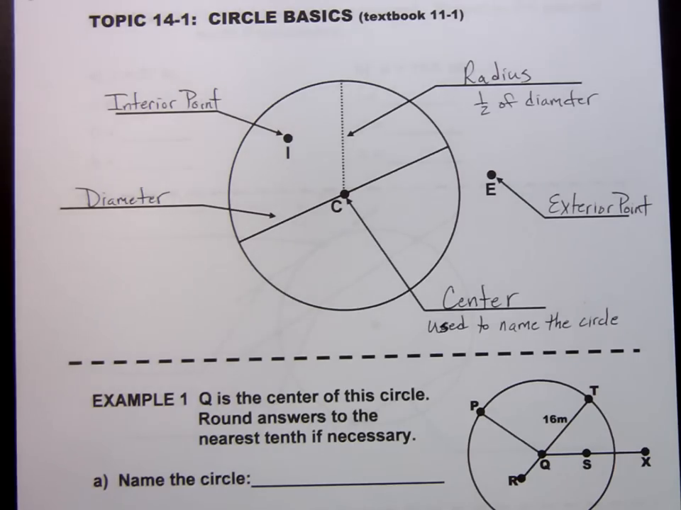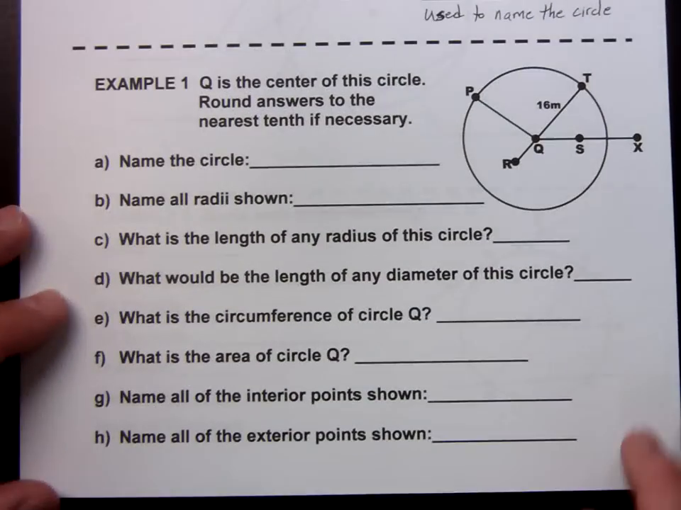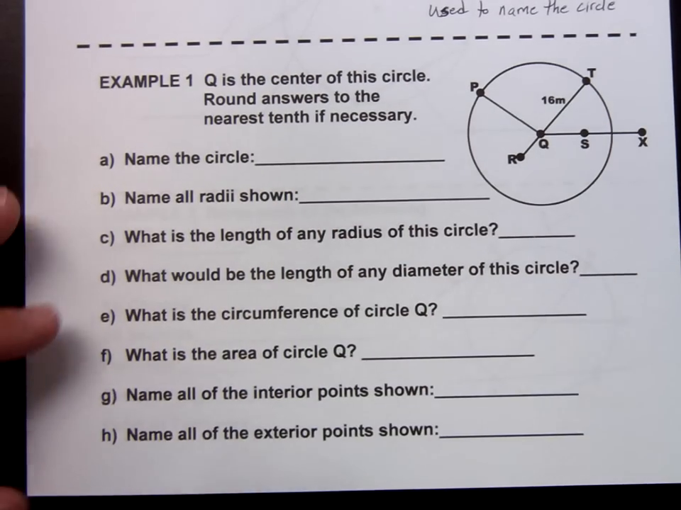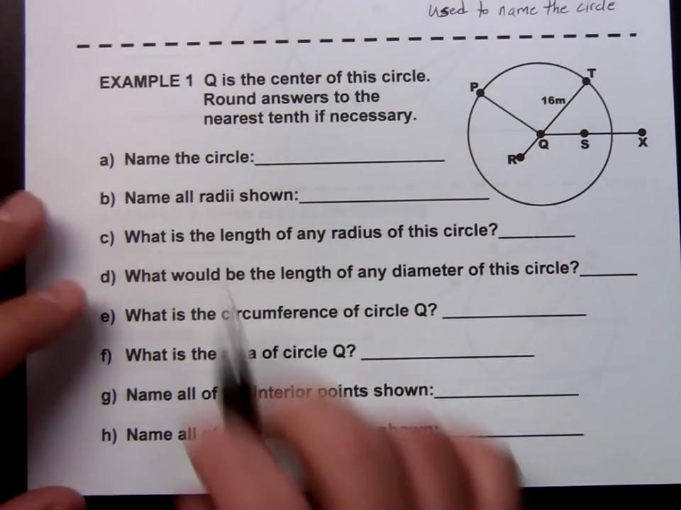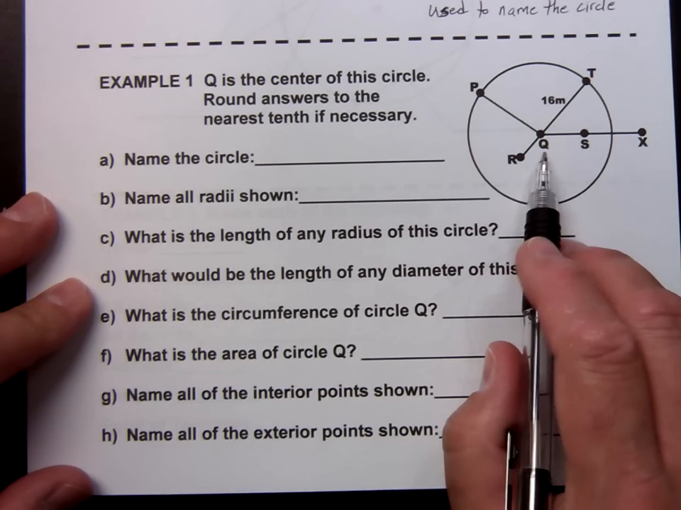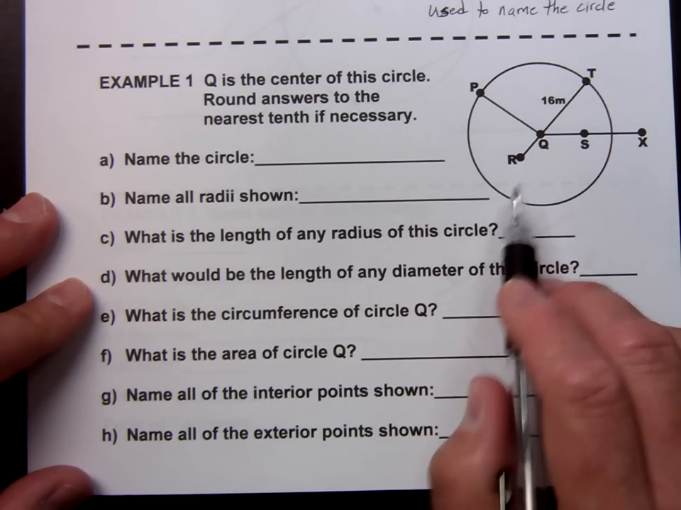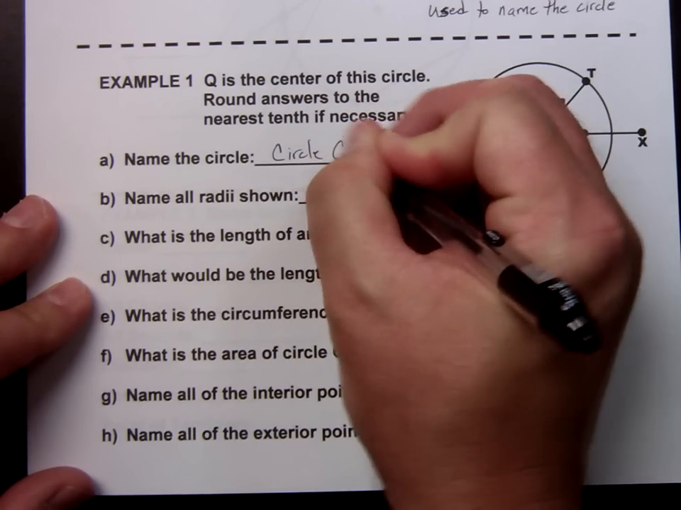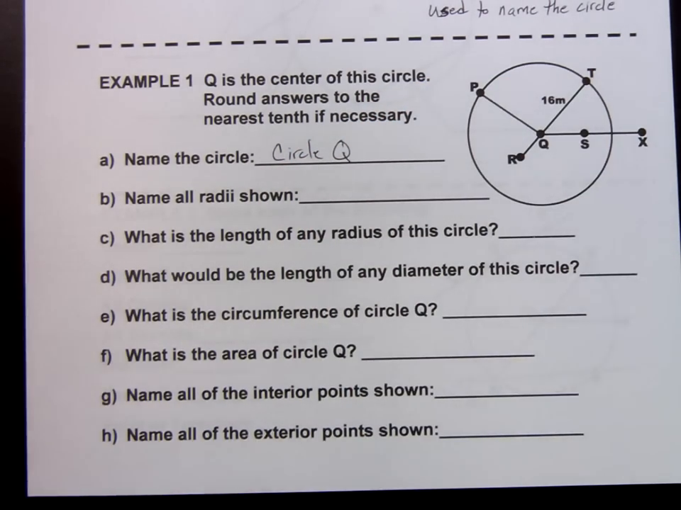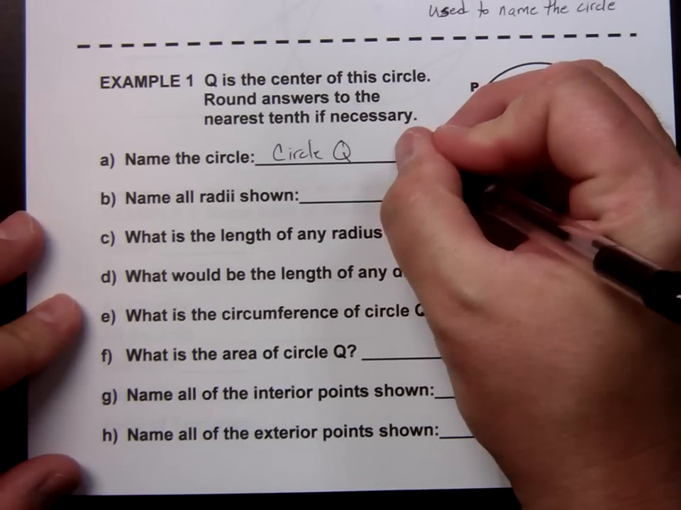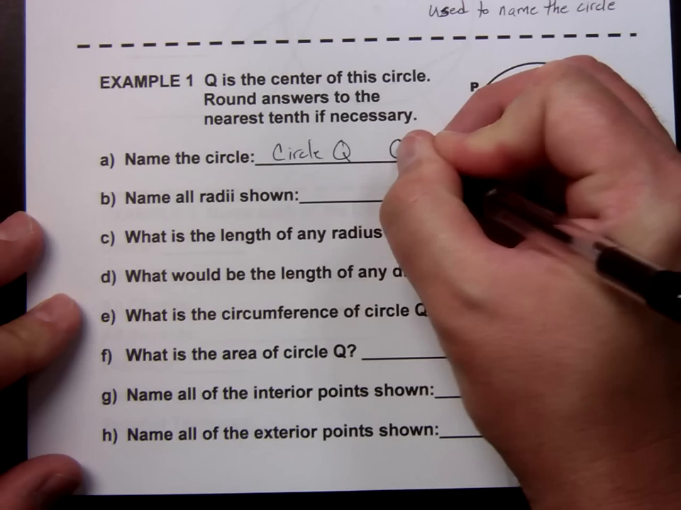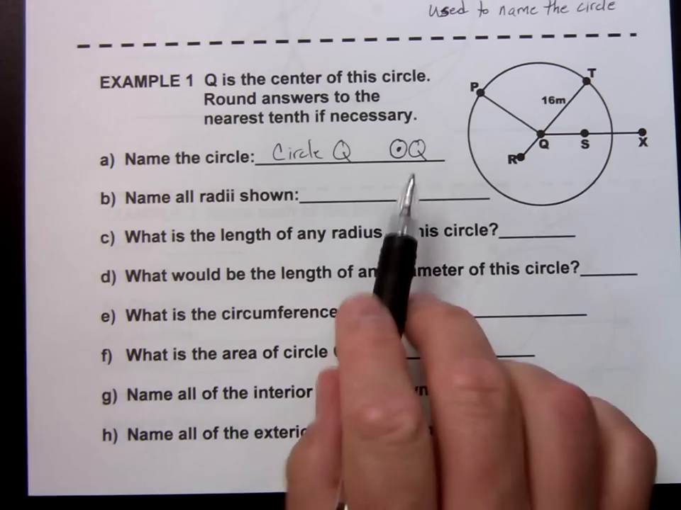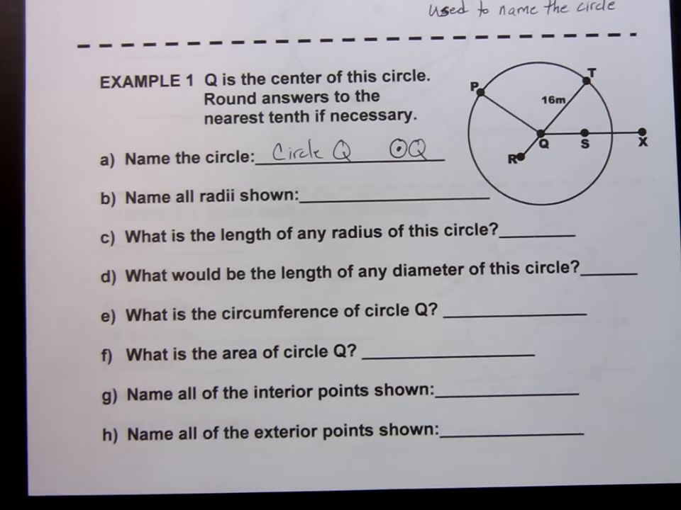Alright, so those are the parts. Let's look down here, example 1. Point Q is the center of this circle. Round answers to the nearest tenth if necessary. First thing we want to do is name the circle. Remember, we name the circle based on its center point. In this case, it's Q. So we would call this circle Q. Now that's writing it out in words. You will also see it written like this. You'll see the circle symbol with the letter Q coming after it. So we would read this as circle Q.